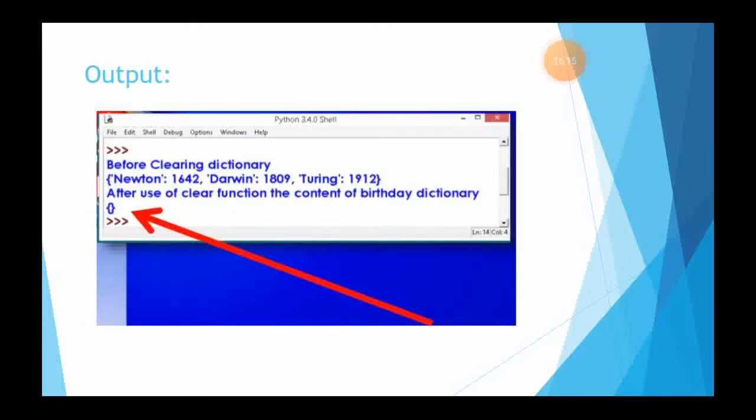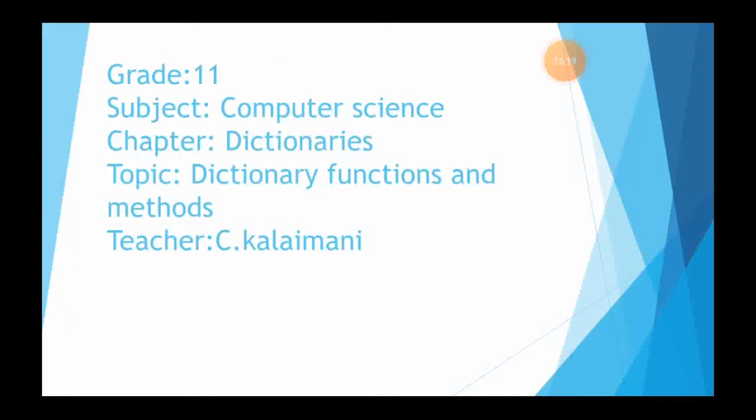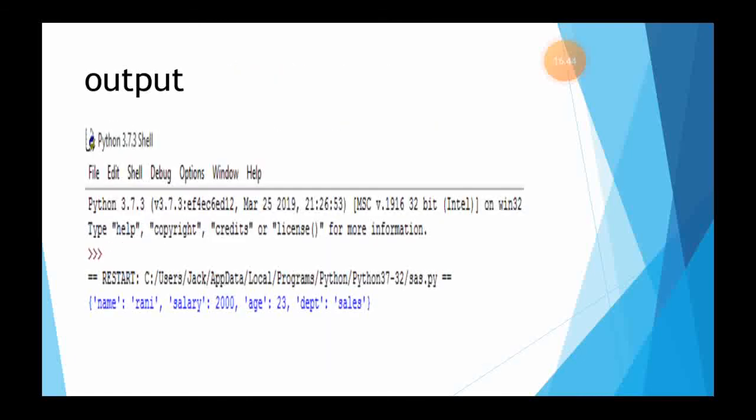We will revise what are the functions we have completed today. The first function is the update function. The next one is the copy function. Next one is pop. Update means you can update the values into the original dictionary, adding and replacing. The copy method returns a shallow copy of the dictionary. The pop method removes and returns the dictionary element associated with the passed key.